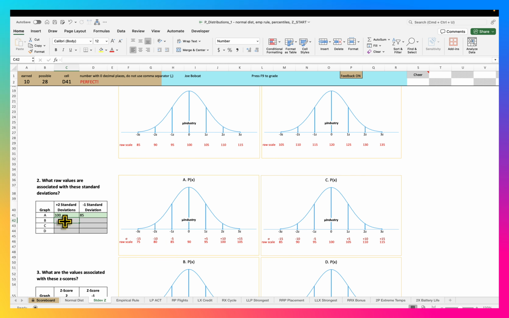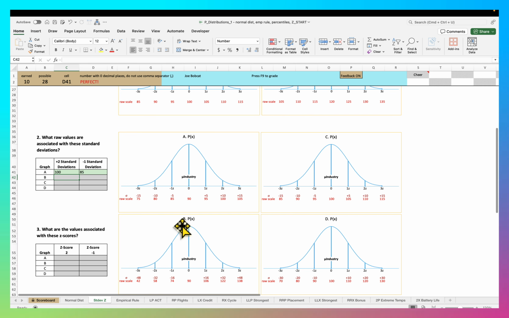In graph B, at plus 2, we'd be at 122. And at minus 1, we'd be at 74.